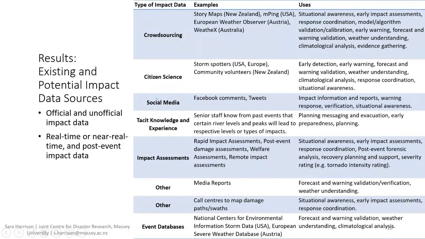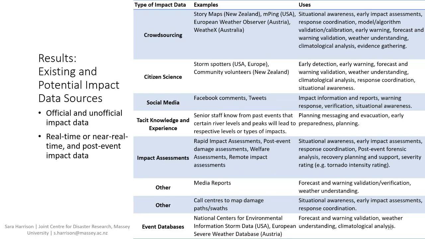So here are some examples of existing and potential data sources that I identified from my interviews, specifically with regards to impact data. I found that there's kind of two groups of the data. There's official impact data and there's unofficial impact data. Crowdsourcing, citizen science and social media fall more under the unofficial impact data, and some agencies use it for monitoring the situation, verifying their warnings, sort of ad hoc on the fly. Some organizations actually specifically collect it and put it into their database.